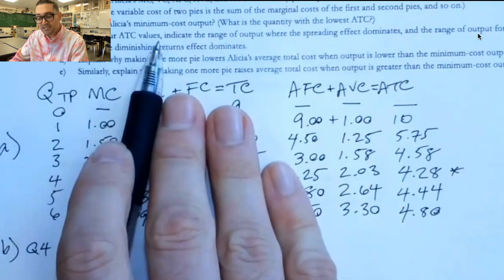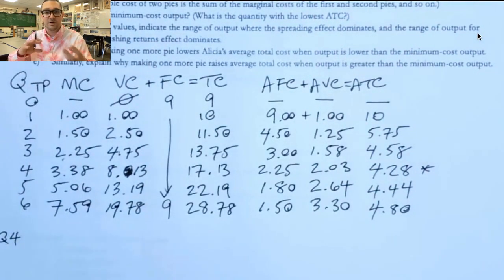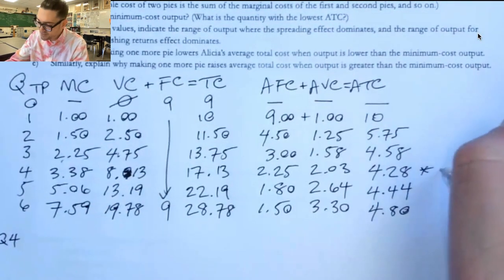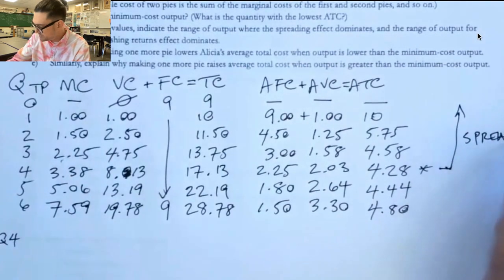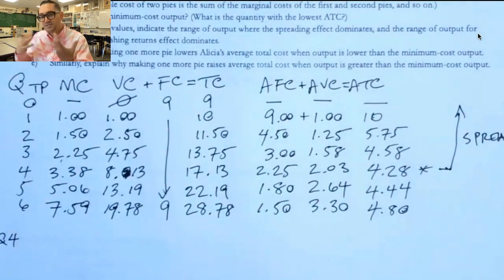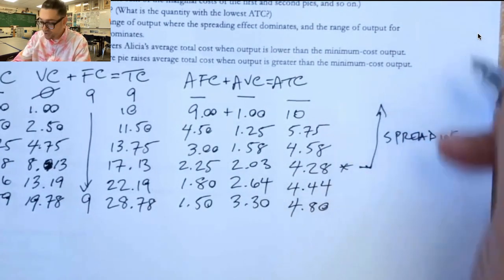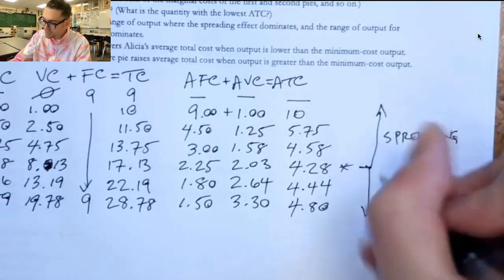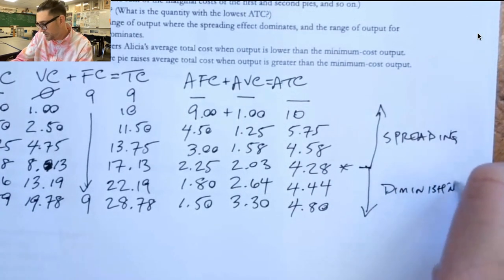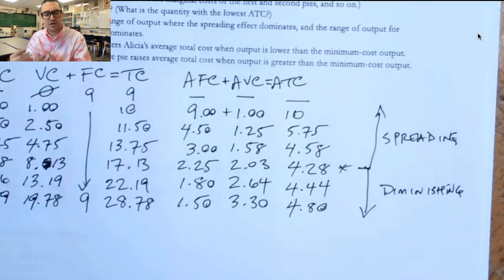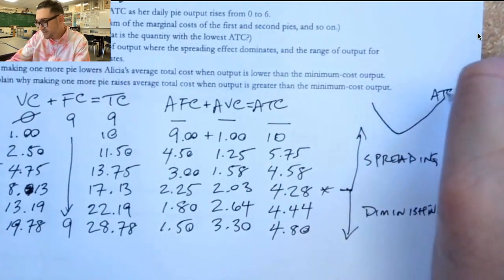Part C, using your ATC values, indicate the range where spreading dominates and where diminishing returns dominates. And really, this is just saying that in this range, the spreading dominates, because this is where we're spreading out the fixed cost and it's causing the average cost to fall. And then from this range beyond, this is where the diminishing effect dominates because that's where the average cost starts to rise again. Because we know that average total cost is going to do a U shape.